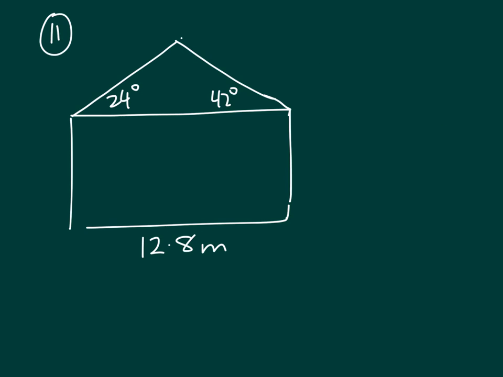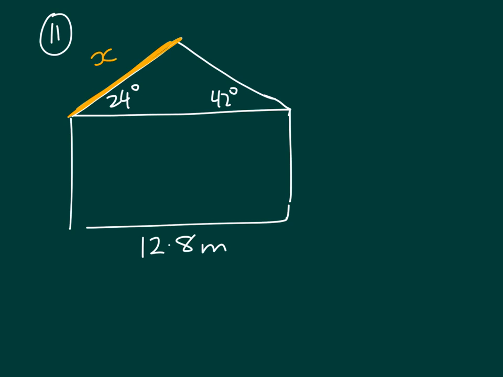And lastly, number 11. The end wall of the bungalow is in the shape of a triangle and a rectangle, as shown. Calculate the length of the longest sloping side. The longest sloping side is going to be this side here. So let's call that x.